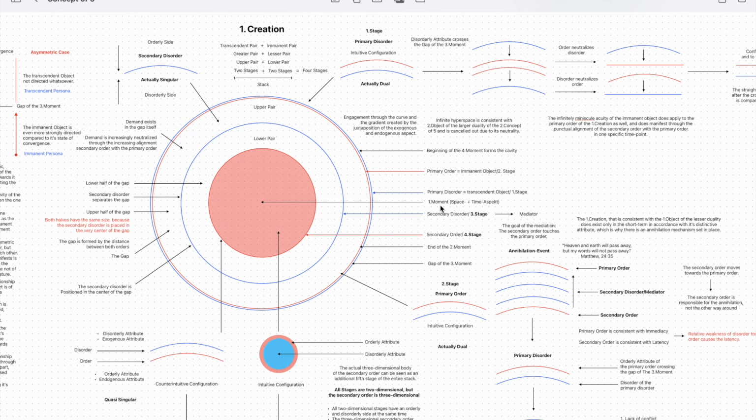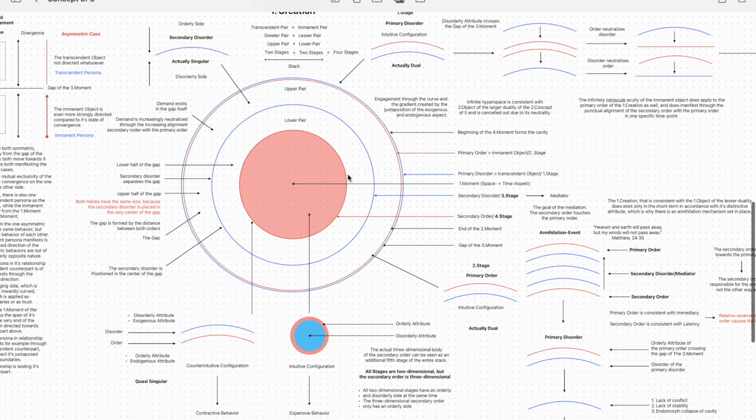In the very same manner in which the first moment is the most inferior element of the immanent persona or the immanent object of the second concept of 5, so is the first moment the most inferior position of the entire stack and poses as the very center of the first creation, while the end of the second moment poses as the very upper fringe of the first creation. So does the first moment and the end of the second moment, as the two absolute elements of the immanent persona, accentuate the immanent persona itself.